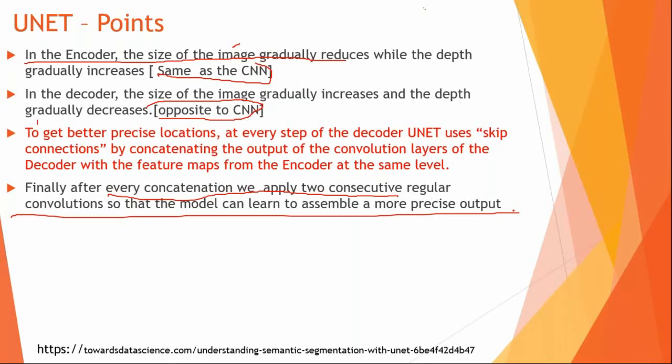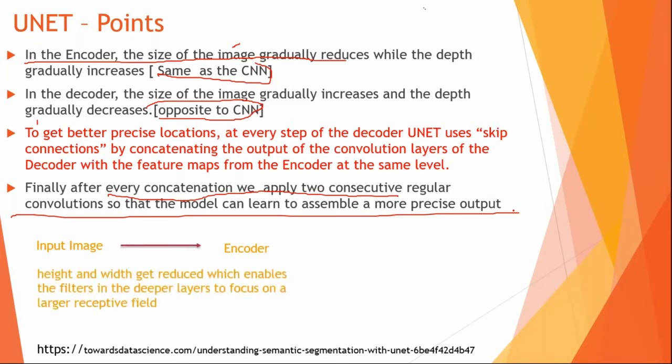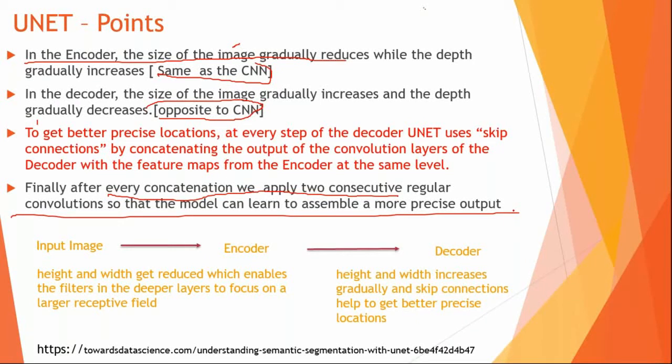Very simple. Two different pipelines. One gives you the what information, the other one gives you the where information. The where information is achieved by two things: one is upsampling and another one is skip connections. So this is what happens. Input to the encoder, height and width get reduced, which enables the filters to look deeper into the network and focus on the receptive field. And in the encoder to decoder chain, they improve the height and width. Skip connections help them to get precise locations, and you get the where information at this point of the pipeline on the decoder side. On the encoder side, you get the what information.